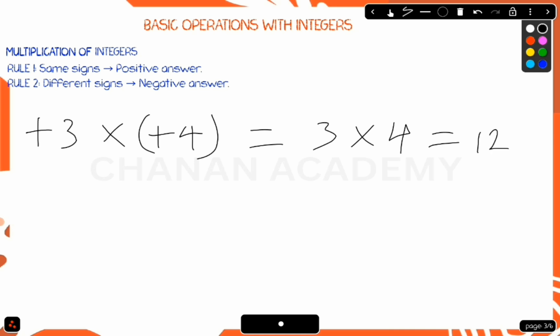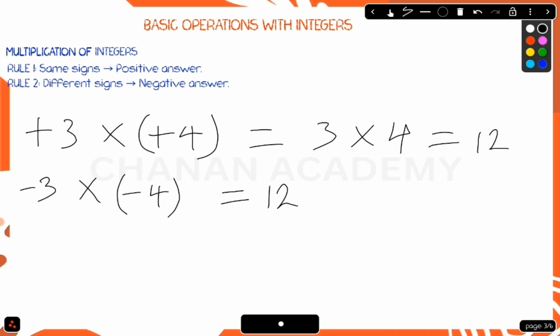Let's take another example. Minus 3 multiplied by minus 4. Alright, using the same rule 1, the signs are the same, negative, negative. The result still remains positive, so it's going to be 12.